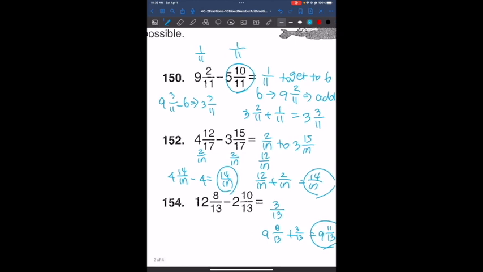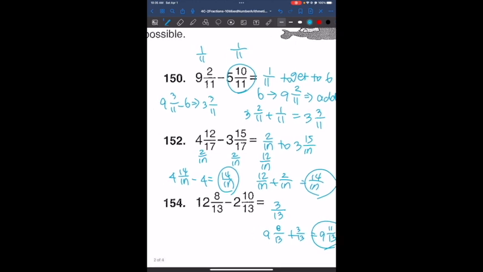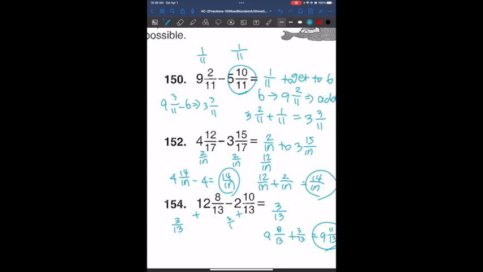Now another way to think of this is 2 and 10/13 is 3/13 less than 3. So we're going to add that to both sides. And so it's going to be 12 and 11/13 minus 3, which is going to be 9 and 11/13.